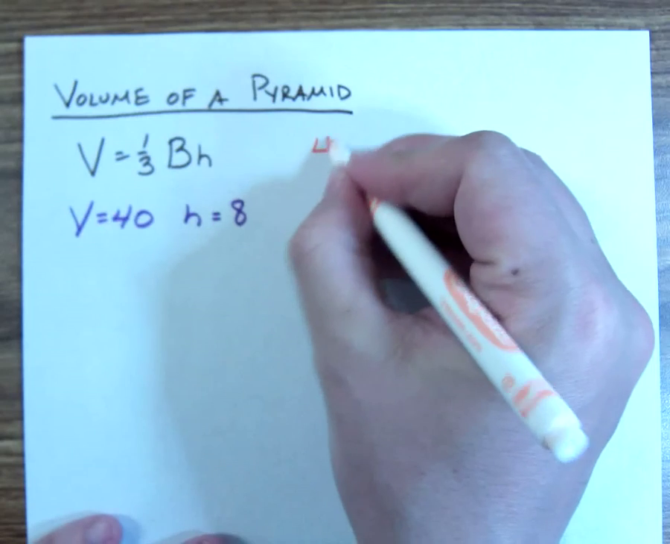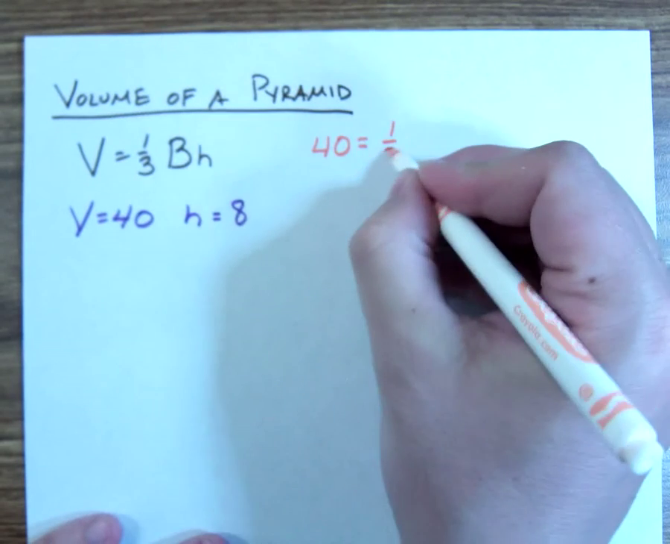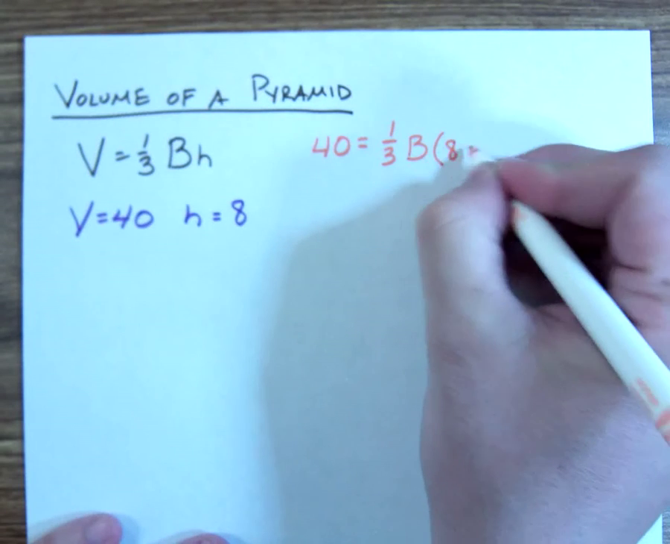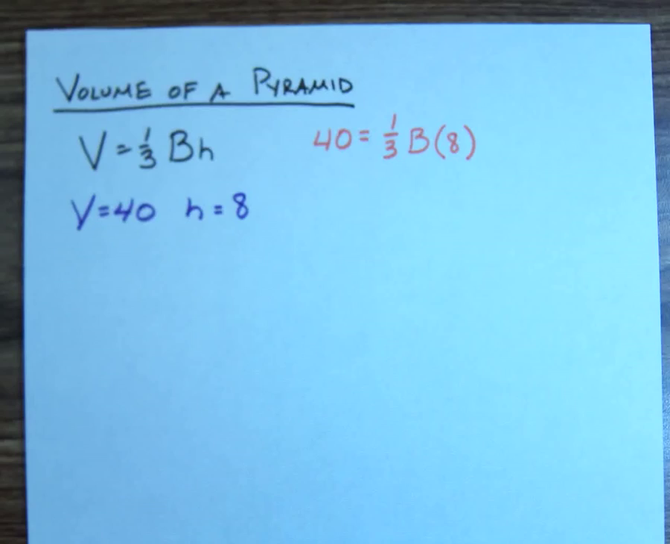Yep, so 40 equals 1/3. I do not know the area of the base, so that'll stay B, multiplied by the height, which is 8. This one's pretty ugly. What do you think? Yeah, I like your spirit there.